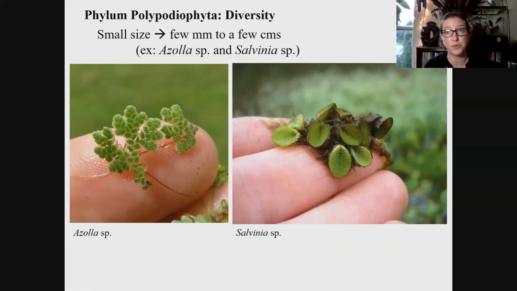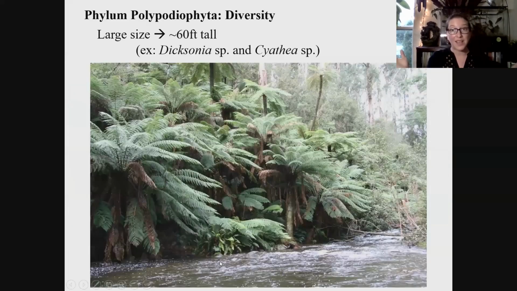Some ferns are super, super small. Here we see two ferns on somebody's finger to give you an idea of how big they are. The one on the left is probably a single plant. The one on the right, the Salvinia, is probably a cluster of about 4 or 5 plants. They can be a few millimeters to a few centimeters in size when mature. But they can also be trees, depending on the species.